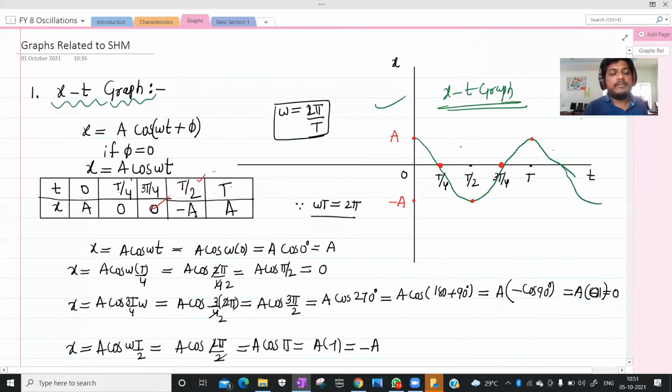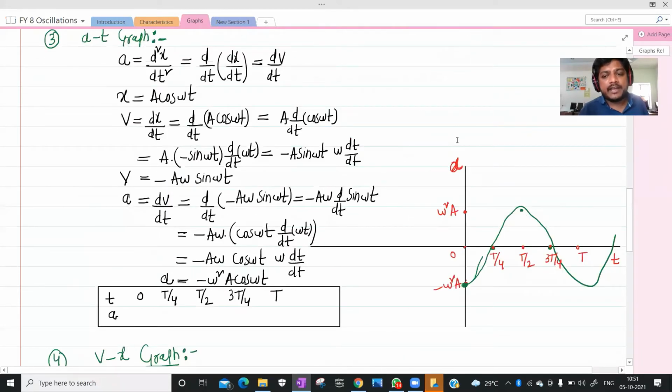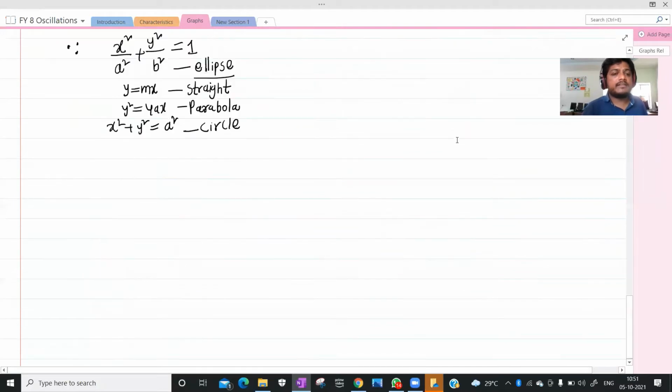So far I have given displacement versus time graph, velocity versus time graph, acceleration versus time graph, and velocity versus displacement graph. Next, the fifth one. Fifth one is acceleration versus velocity graph, the a-v graph.